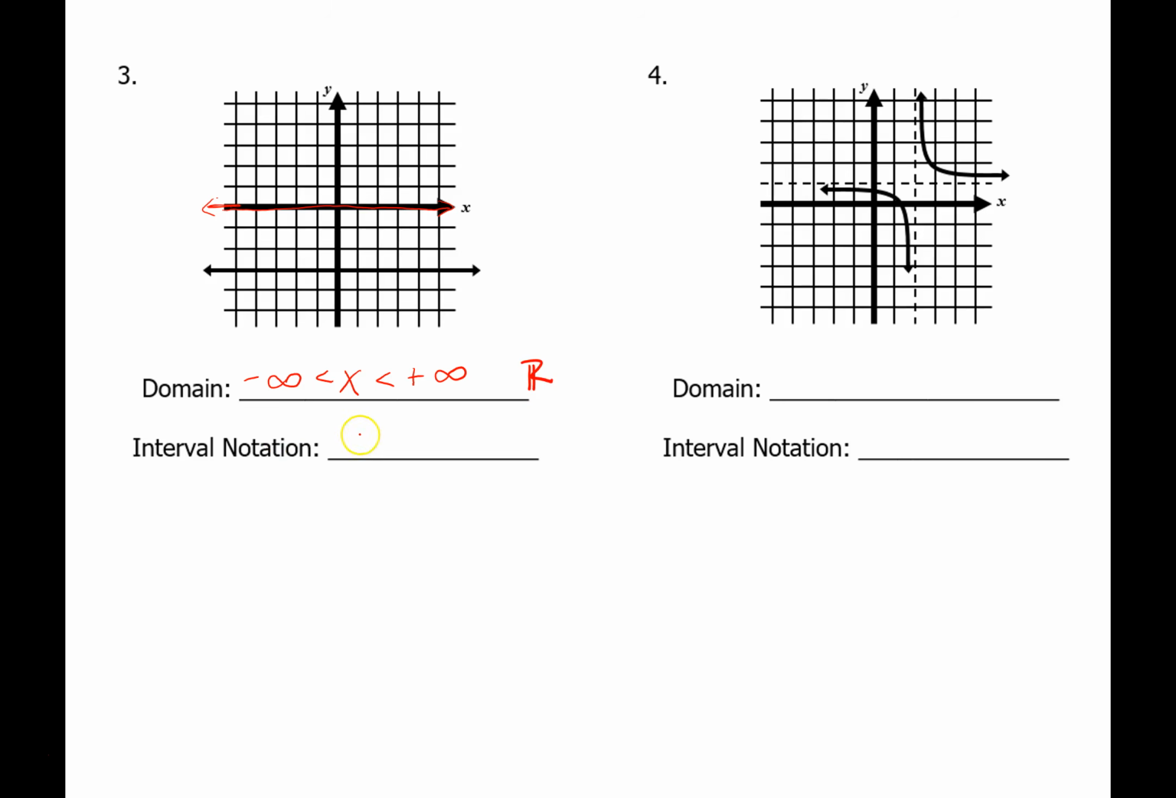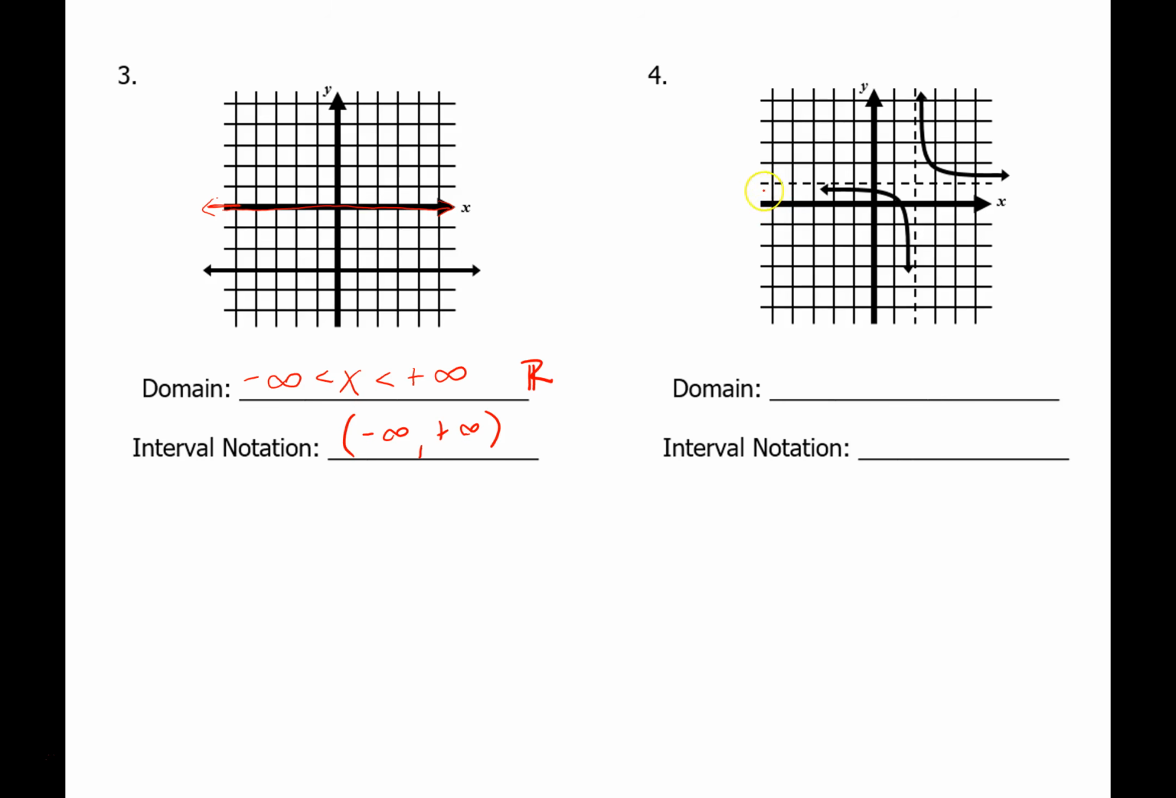For the interval notation, I'm going from negative infinity to positive infinity, and I'm using soft brackets on both sides since it doesn't actually include the positive and negative infinity. All right, now this next one has something a little bit interesting going on. Do you see these dotted lines? They are called asymptotes, and they are a type of discontinuity or something that gets skipped or never touched in the graph.